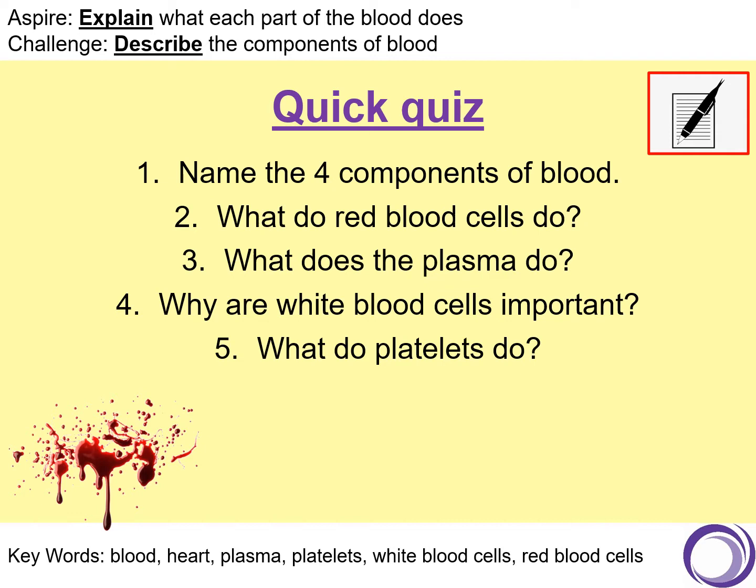Right, so now let's do a quick quiz. So for this, you're going to need your pen and paper. So the first question is to name the four components of the blood. So write that down on your pieces of paper now.